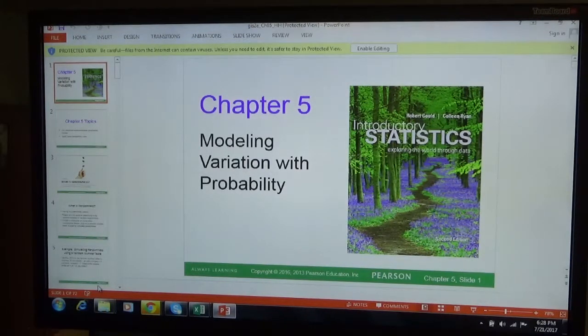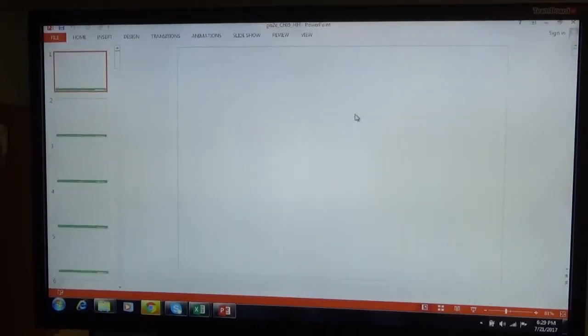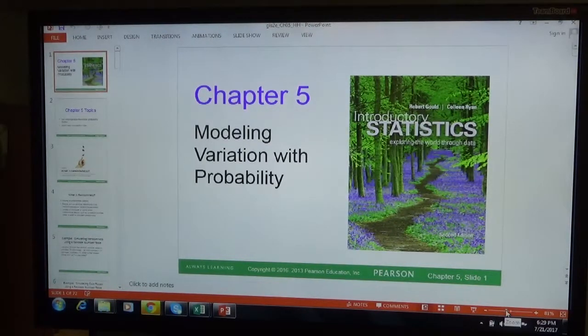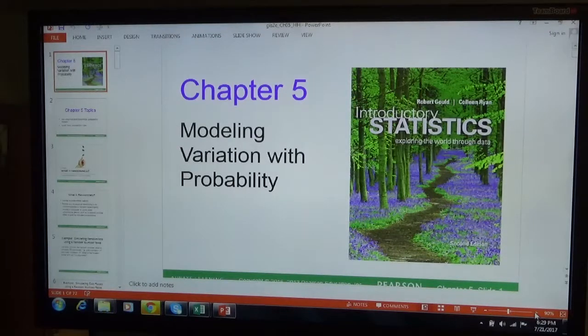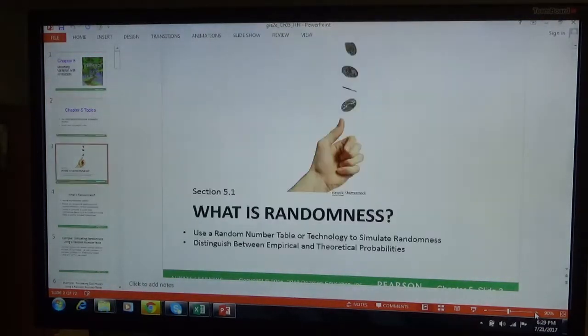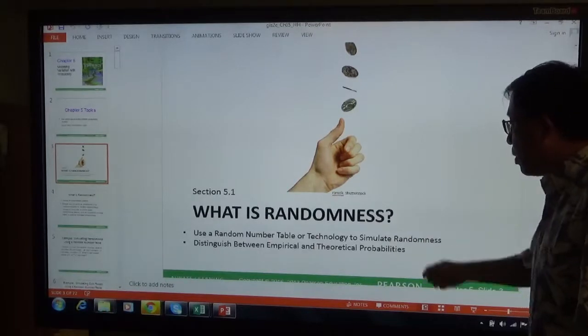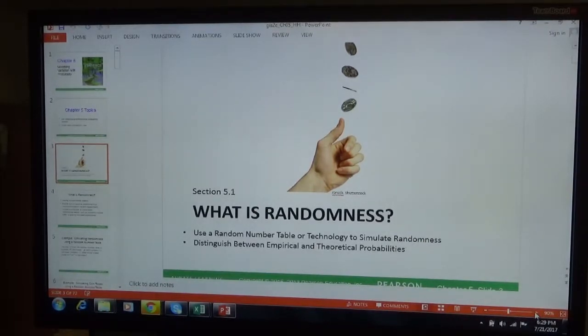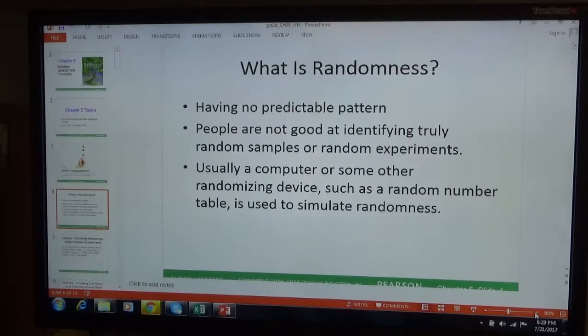So chapter 5 is about probability. So we'll first take a look at the random numbers. Random numbers. So what is randomness?